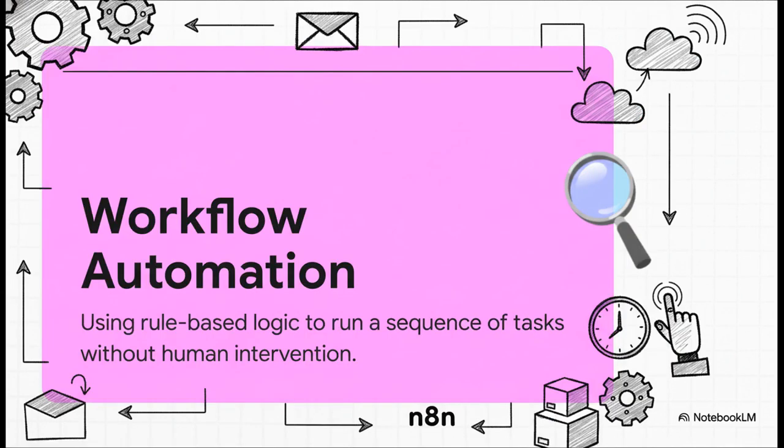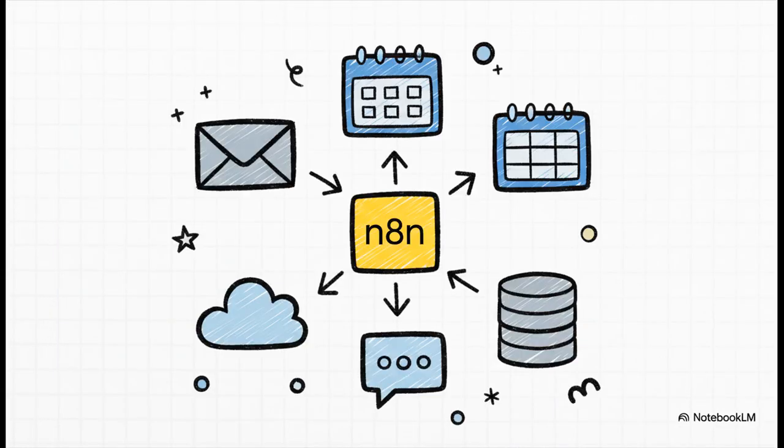So the first step is just understanding what workflow automation even is. It's actually a pretty simple concept. You use rules to run a sequence of tasks automatically. This is perfect for all those repetitive, predictable jobs, like sending a welcome email the second a new customer signs up. Instead of you having to do it every single time, we just build a rule and the machine handles it flawlessly.